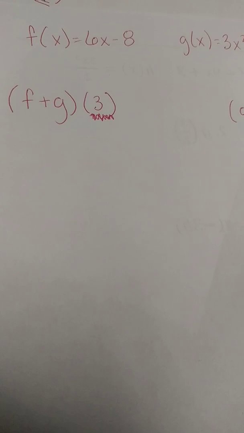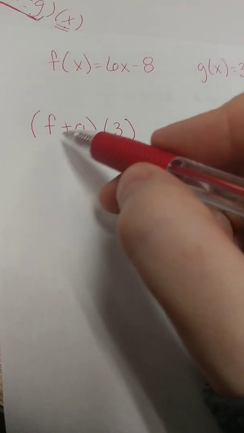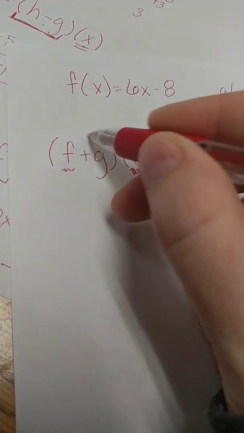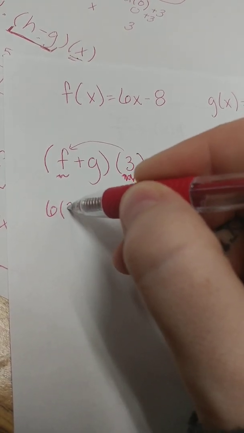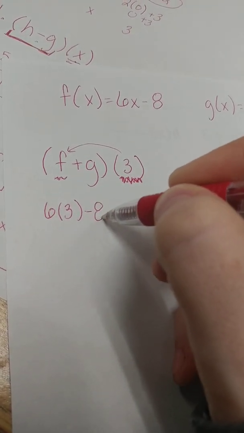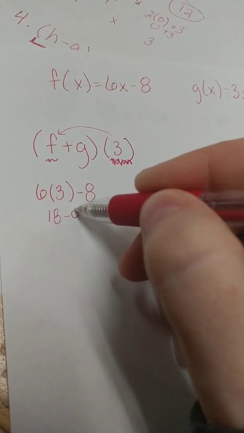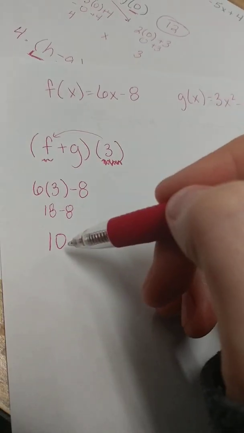Please stop trying to give yourself extra work. There is absolutely no reason to do that. If you have a number in parentheses, it's telling you to take function f and plug in 3. So we're going to take function f, and everywhere we see an x, we're going to plug in 3. So that'd be 18 minus 8. f at 3 is 10.